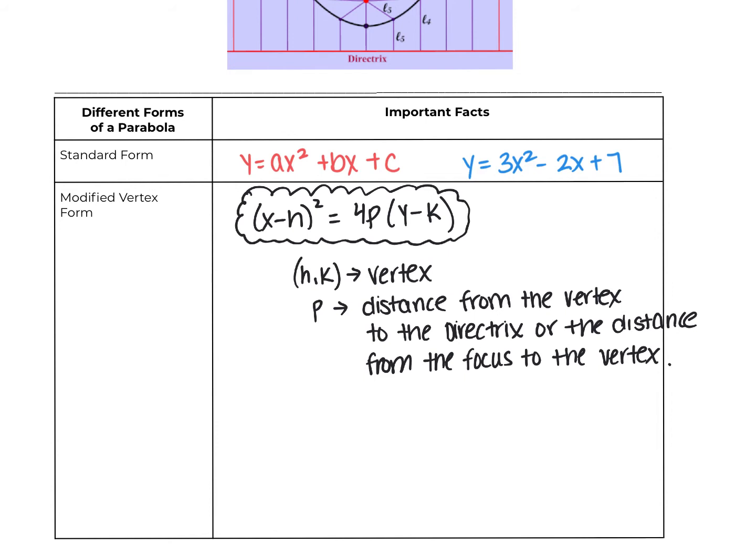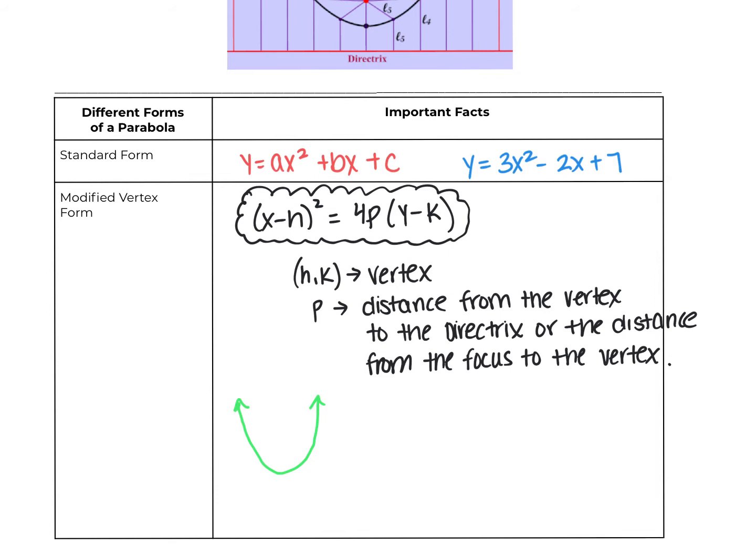So take a couple minutes. If you need to pause the video to write that down, please do so. And then I'm going to talk about what this means graphically. All right, so we have two scenarios. We either have a happy parabola or we have a sad parabola. If we have a happy parabola, the parabola is going up like such.